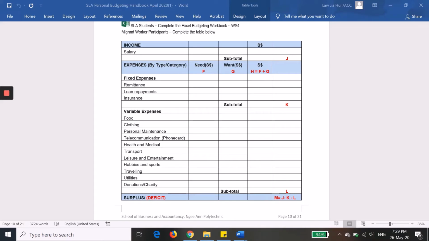Having a surplus is good, but if you have a deficit, it means you're spending more money than you earn, which is bad because not only do you have not enough savings, but you also may take up a loan in order to cover for your expenses.